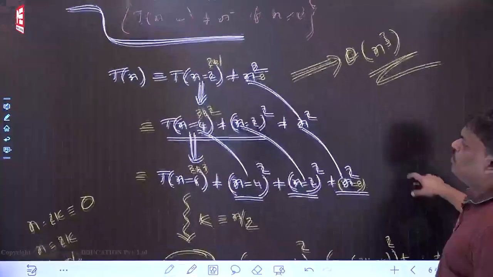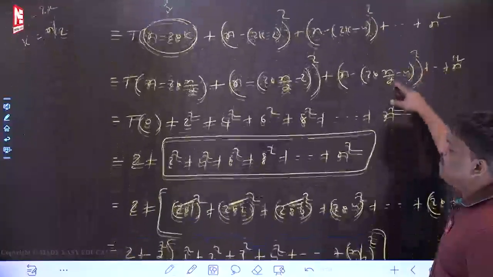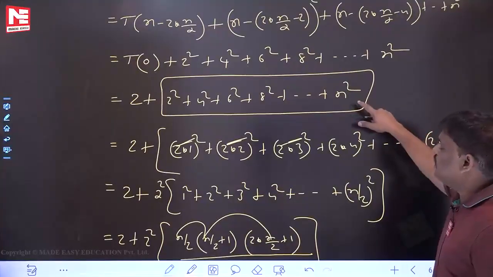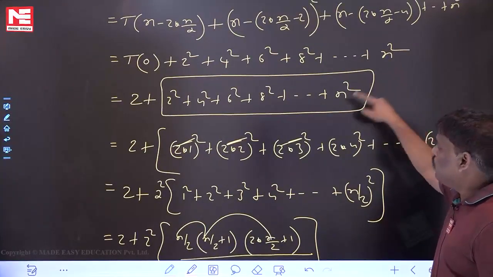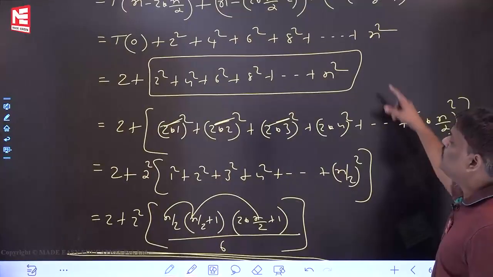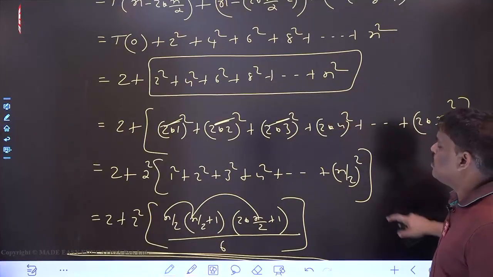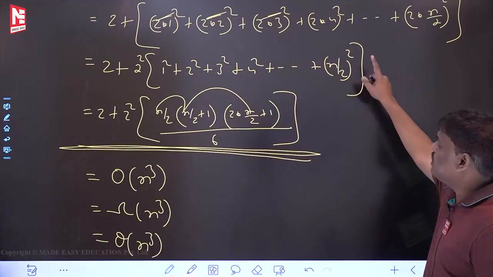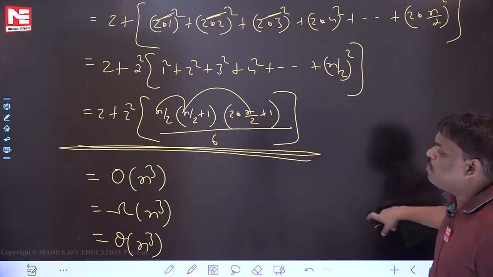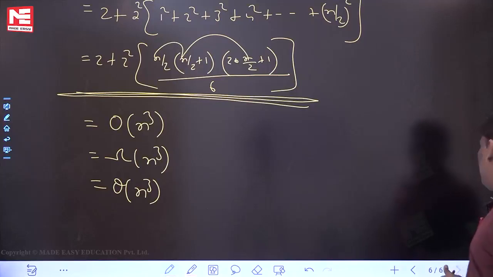Please learn something new. Three times you do, go k times, substitute k value n by 2, and you will get this series. The sum of even number squares series will come. How to solve? When you say even number, everything can be written as 2 into something. Then you get the sum of n by 2 natural numbers' squares. Formula is this one. Upper bound is n cube. Let's go to the next problem.